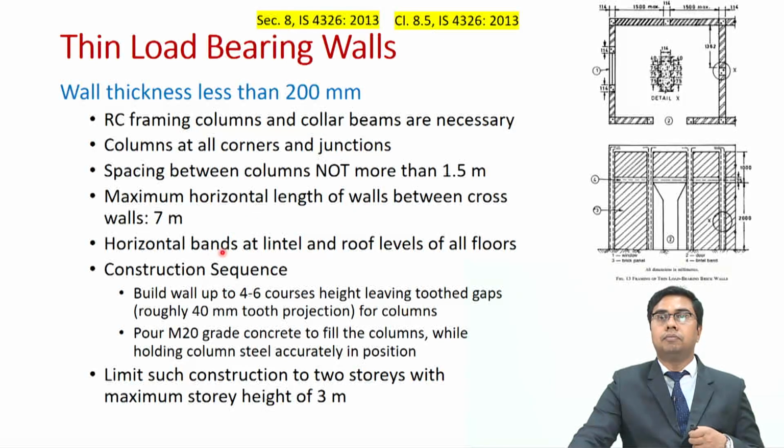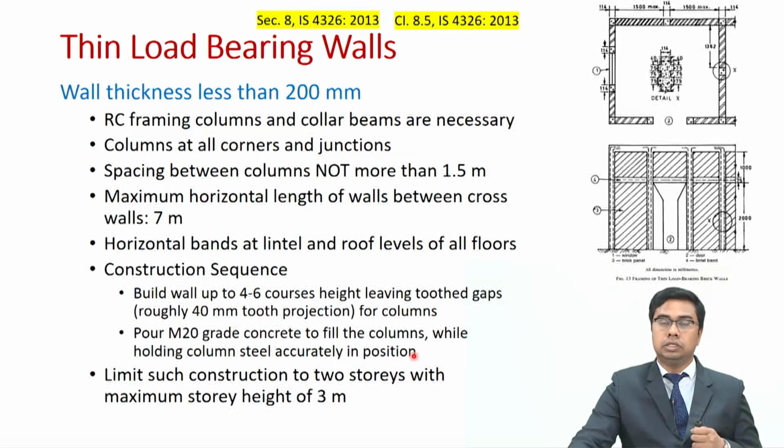Then we will be providing horizontal bands at lintel and roof levels of all floors in such cases, and there are some construction sequences over here. First of all, we will build the wall up to 4 to 6 courses height, leaving a toothed gap, and the tooth projection is roughly 40 millimeters for the column. Then we will pour M20 grade concrete or a higher grade concrete to fill the columns while holding the column steel accurately in position.